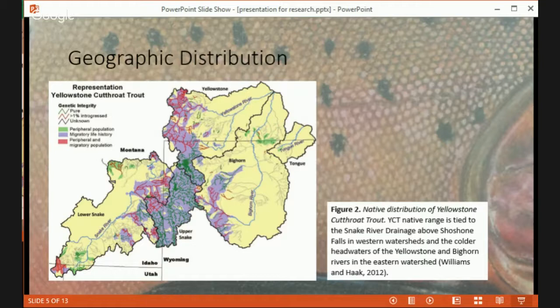But the Yellowstone cutthroat trout specifically is found in the Snake River above Shoshone Falls. So on this map, that would be down by the bottom left. And they're in the Snake River and all of its tributaries above there. They're also in the headwaters of the Yellowstone and Bighorn rivers and tributaries associated with them as well.